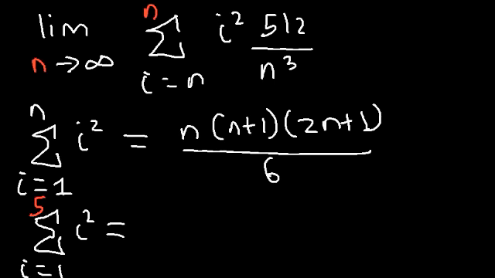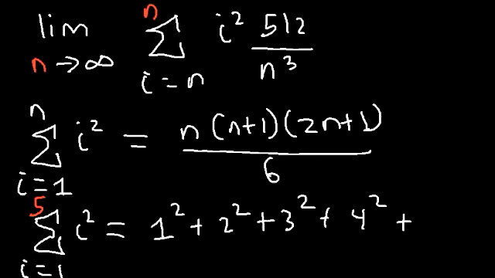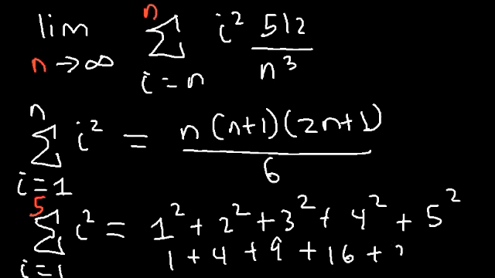What this means is that we're going to plug in 1 and add up every term, stopping at 5. So the first term is 1 squared plus 2 squared plus 3 squared plus 4 squared. And we stop when i is 5, when i reaches n. 1 squared is 1, 2 squared is 4, 3 squared is 9, 4 squared is 16, 5 squared is 25. 1 plus 9 is 10, 4 plus 16 is 20, so that's 30 plus 25. So everything adds up to 55.